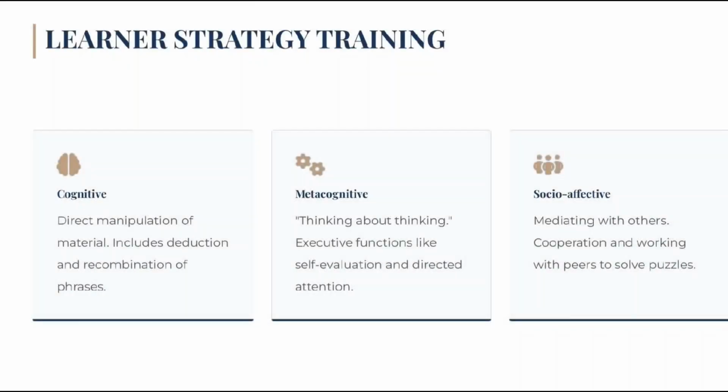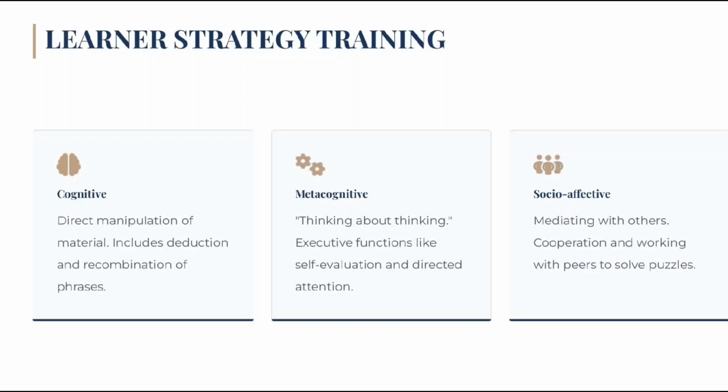Next, let's look at the speed versus accuracy trade-off, reflectivity and impulsivity. So Brown argues that teaching learners how to learn is just as vital as the language itself. This is strategy-based instruction, or SBI. We group these tactics into three clusters. The first one is the cognitive, second is metacognitive, and then socio-affective. So the first one is the cognitive.